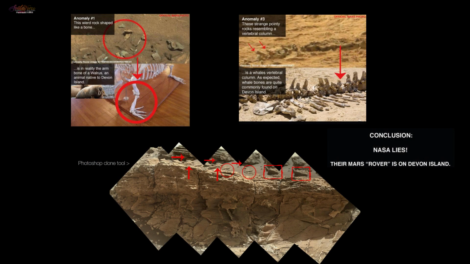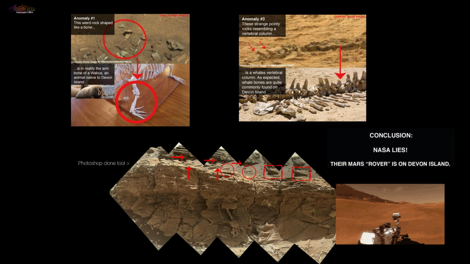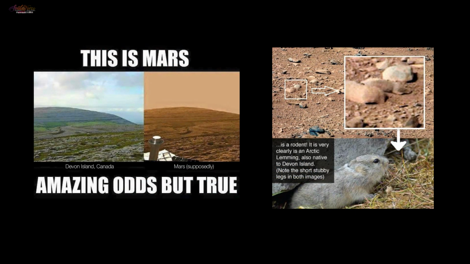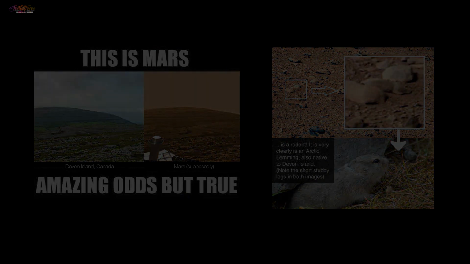They claim to have landed on Mars, but it has been shown that the images are taken on Devon Island in Canada. Zooming in on one photo shows not a rock but an Arctic lemming, native to the island. I'm sure Mars doesn't also have these creatures. It's simply laughable.